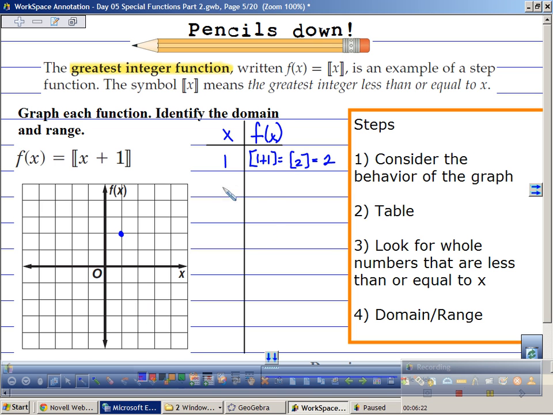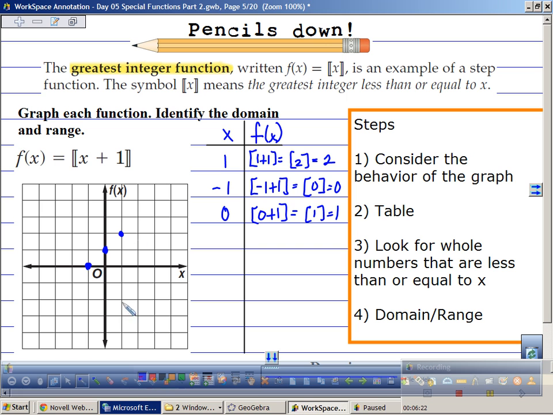Okay, what if I put in negative 1? I'm going to get 0. What if I put in 0? What am I going to get? I'm going to get 1. What's happening in between here?